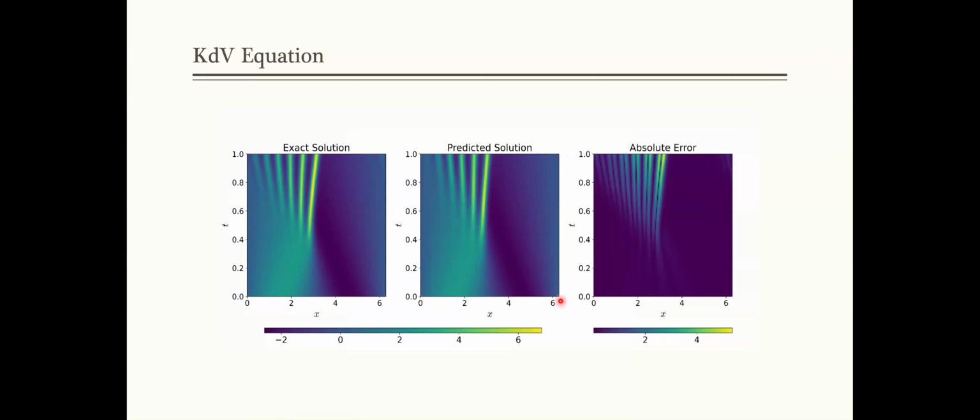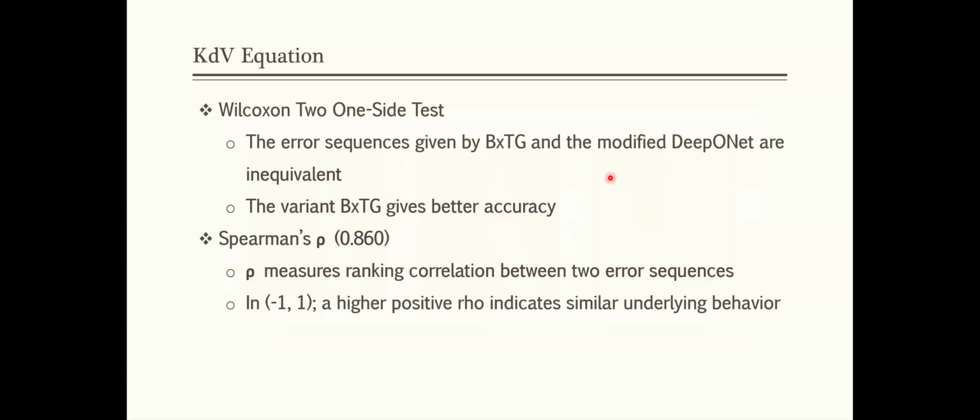A close inspection reveals that the errors are highly localized in regions of spacetime where the exact solution has large gradients. This could be hard for both models. So for those test cases, the errors could be pretty large. Again, we used Wilcoxon and found the two error sequences given by variant BXTG and the modified DeepONet are not statistically equivalent. In this case, the variant BXTG gives better accuracy.